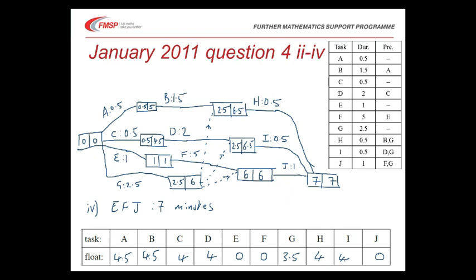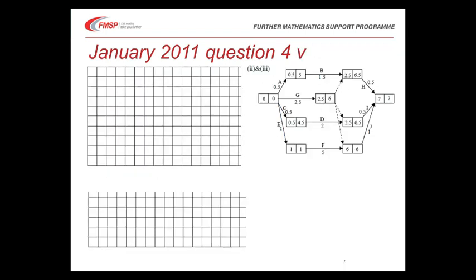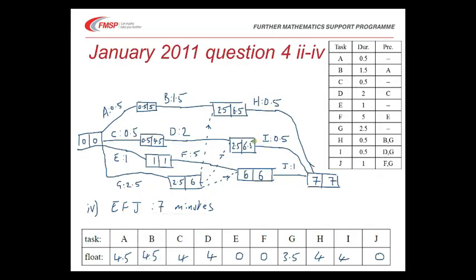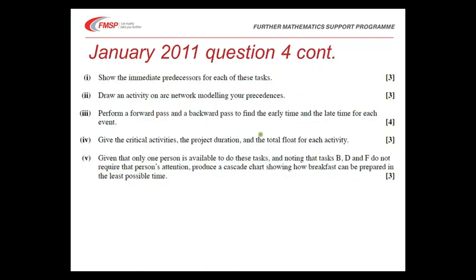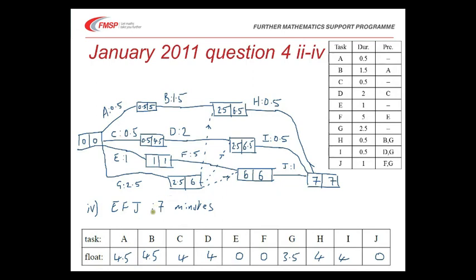So let's take a look at the cascade chart then for this. In part 5 of the question, you're told that only one person is available to do the task, and noting that B, D and F do not require that person's attention, to produce a cascade chart showing how breakfast can be prepared in the least possible time. In other words, the 7 minutes that we've already found.